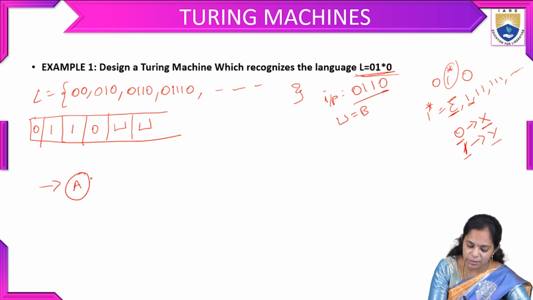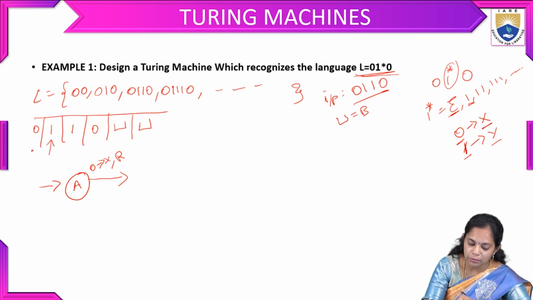And here we will see, if the input string has 0, so the header is at 0, what we have to do is replace it with X and move to the right. So the header is going to move here. The header is going to be moved here.